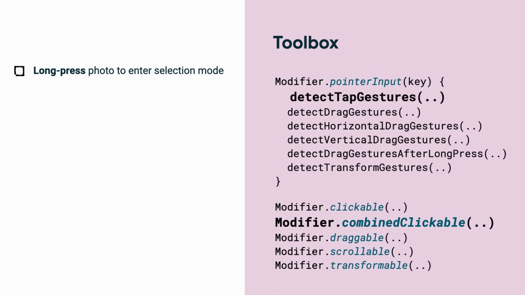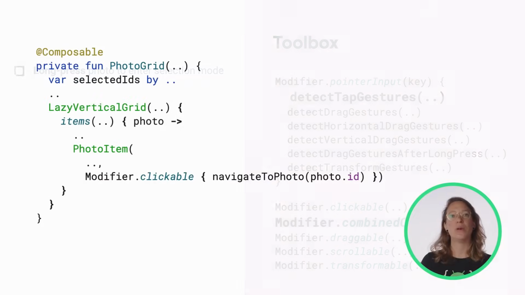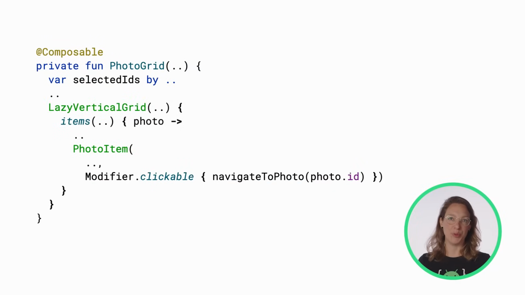We can choose either detectTapGestures or combinedClickable. Now remember that detectTapGestures only gives us the raw gesture handling, while combinedClickable includes extras such as accessibility and focus support. That sounds great for our use case, so let's go with combinedClickable. We go back to our photo grid composable. In the first part of this presentation, we applied a clickable modifier to the photo item composable. Now we want to change that to this combinedClickable.